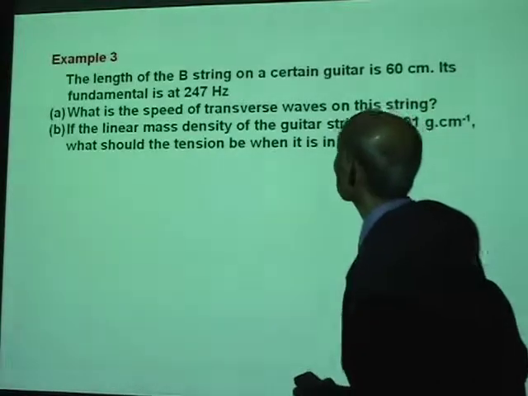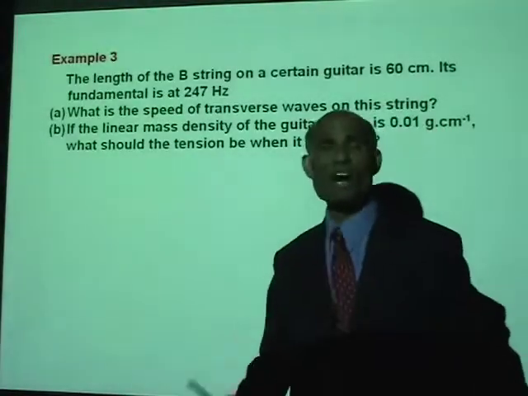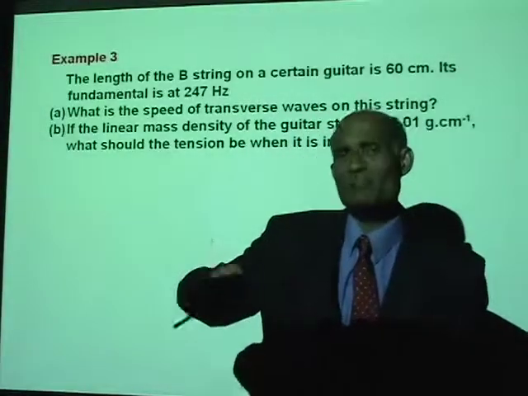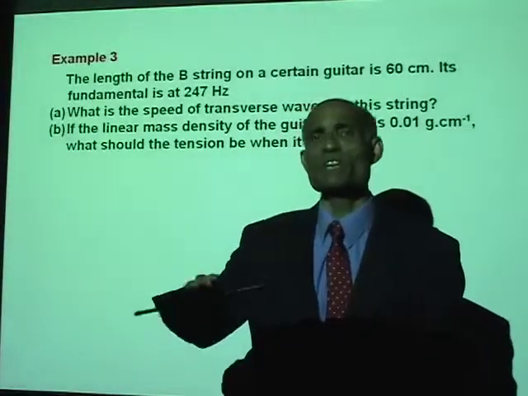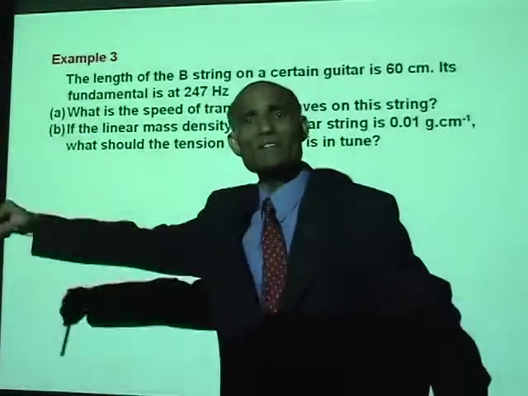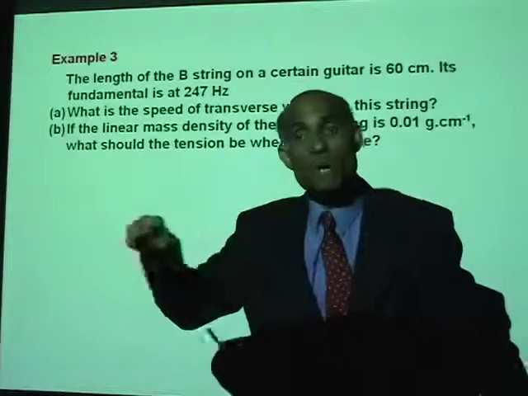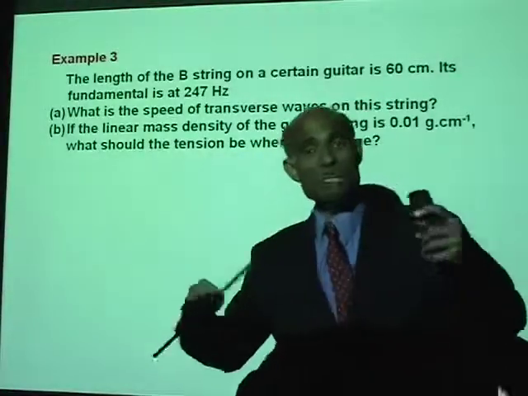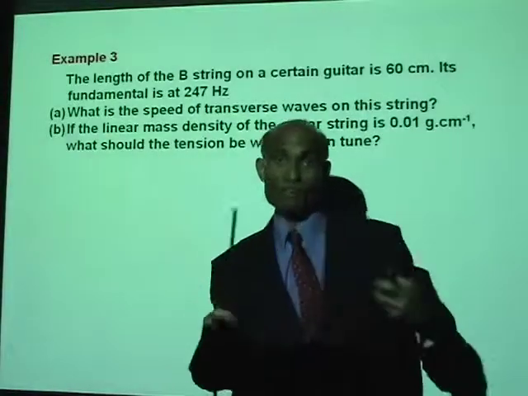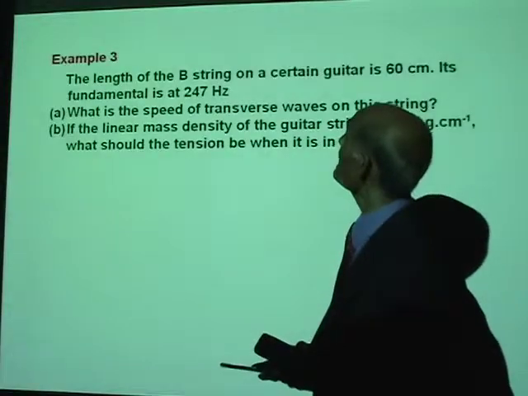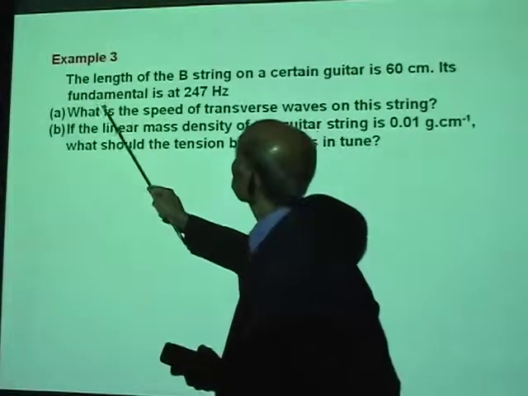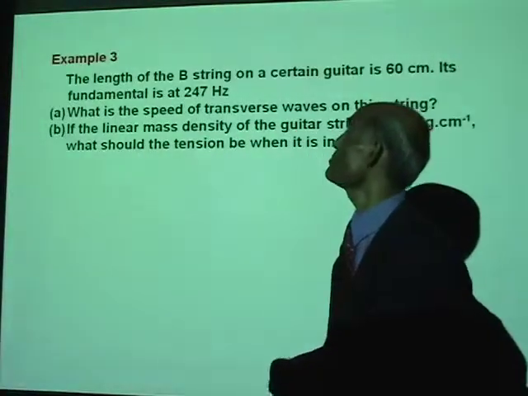The length of the B string on a certain guitar, the B string, that's the note, is that right? The various notes, how many of you know the notes? You see, if you know the notes, do, re, mi, fa, sol, la, ti, is that right? Yes, each note. So B is the note, A, B, C are different notes, and the guitar has strings for various notes.